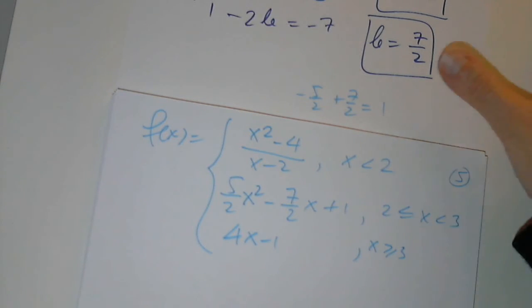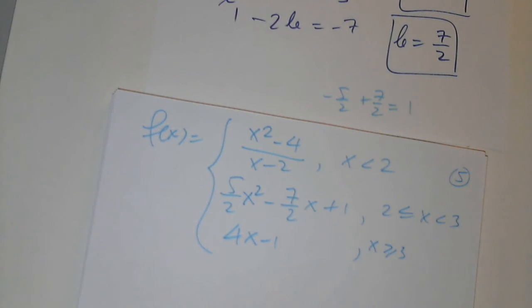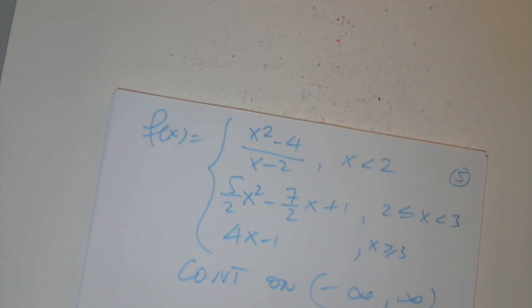What do we know about this function right now? Guaranteed. Where? Everywhere. That's it. Continuous now on negative infinity to infinity, or when we say everywhere, that's what we mean. Very good problem, thank you. Excellent.